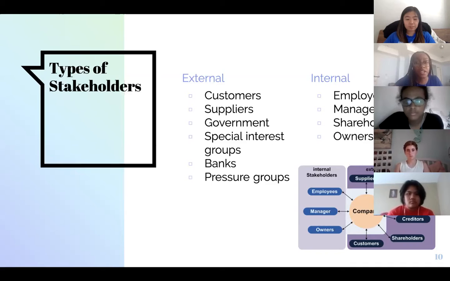And next, there are internal stakeholders, which are employees, managers, shareholders, and owners. All of these people are a part of the business. The employees work there, the owners own it. And all of these people, the decisions that they make day-to-day actively affect the business, which is why they're called stakeholders.